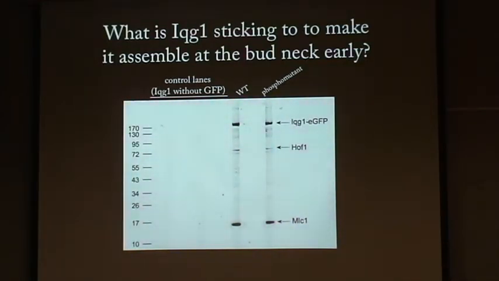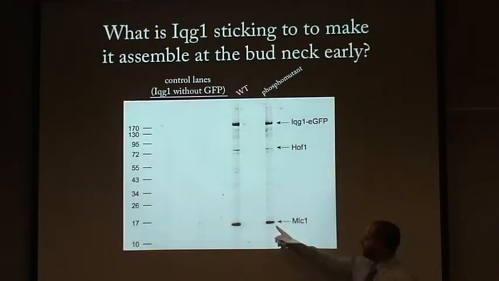And then we put it through the mass spectrometry facility down here, which can somewhat magically just take a mix of proteins and identify them based on their masses. And we found two major ones. One is called MLC1. That's a protein that we already knew interacted with IQG1. The other is called HOF1, which we did not previously know interacted with it.